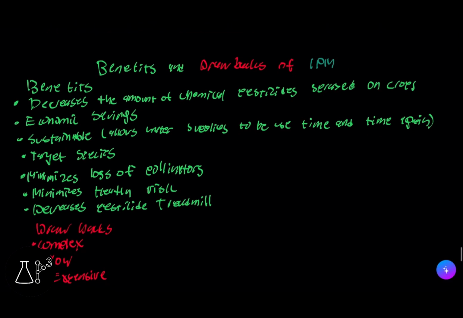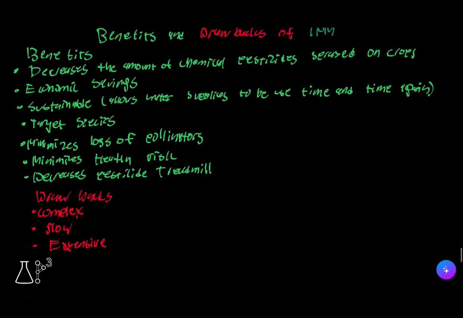So now the last thing we're going to talk about is the benefits and drawbacks of IPM. The benefits: it can decrease the amount of chemical pesticide sprayed on crops. It can lead to economic savings, and it's sustainable, allowing water supplies to be used time and time again. It's only going to target pest species, minimize the loss of pollinators such as bees and ladybugs, minimize health risk, and decrease the pesticide treadmill. The drawbacks: it's going to be complex, slow, and expensive.